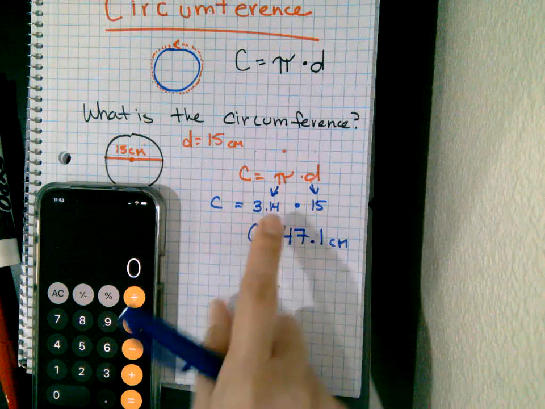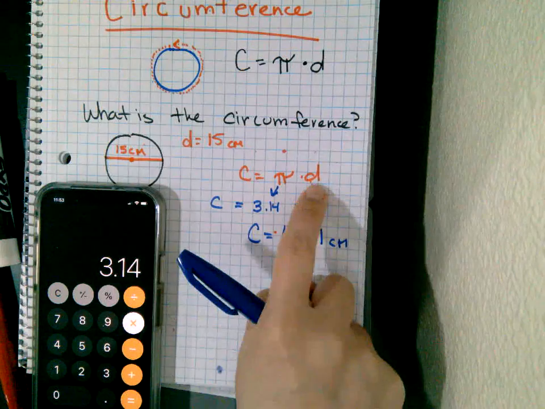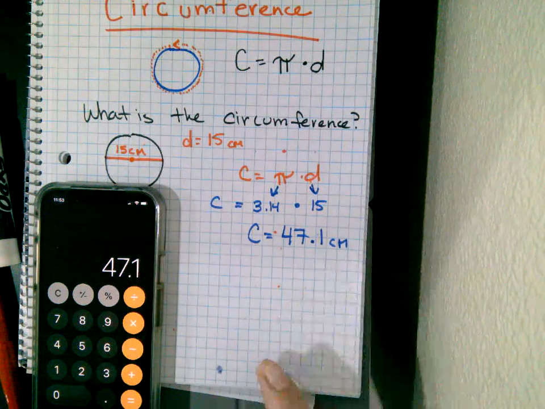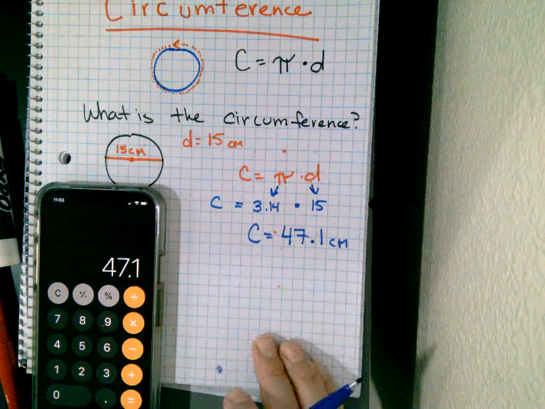So you take pi, 3.14, times your diameter. My diameter was 15 because the line goes all the way across. That's it. That's your answer. That's all. Yo, this is kind of confusing.